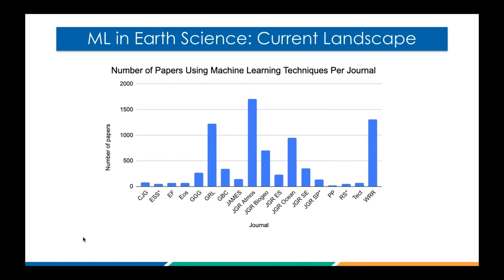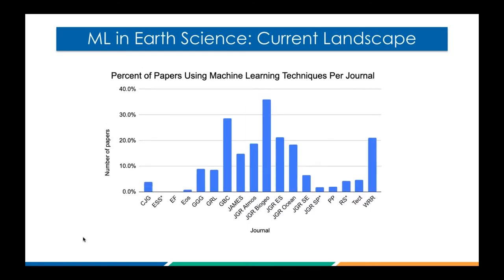Especially if you do it by paper, you can see in some of these areas more than 20% of the journal papers are using machine learning. So this is becoming a common tool that is used by researchers. It has implications for people who produce data, how we produce data, what kind of services we provide, because this is probably going to be the norm going down the road.